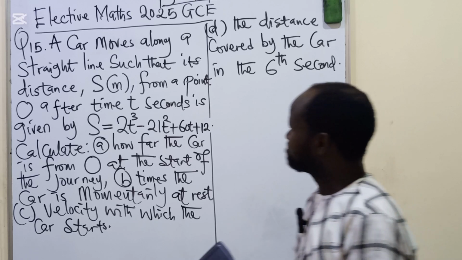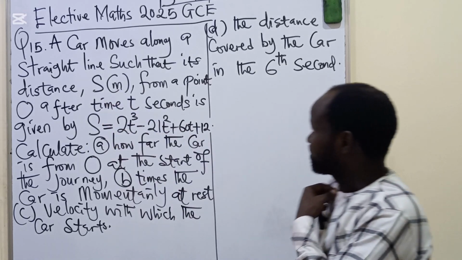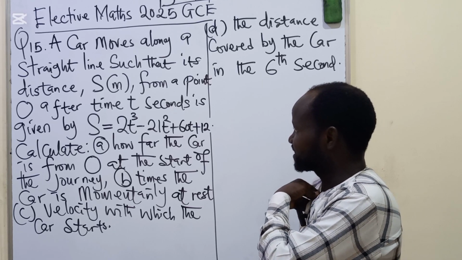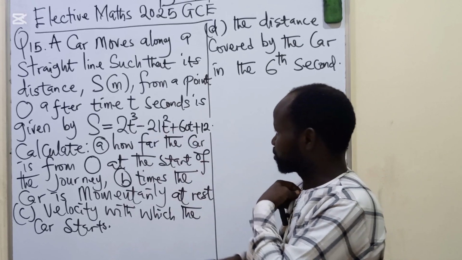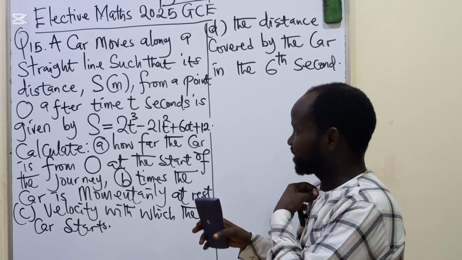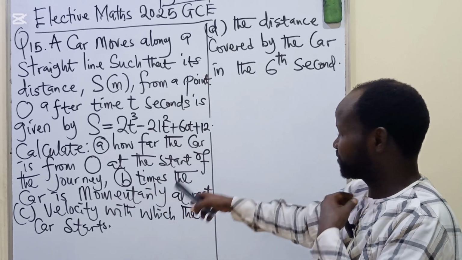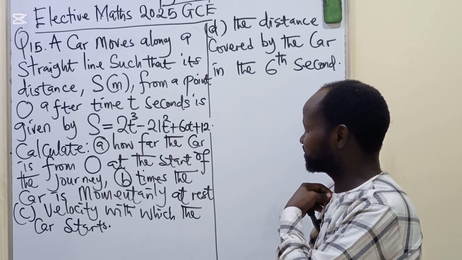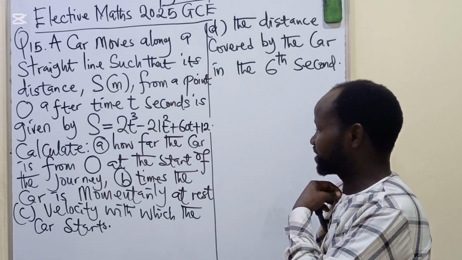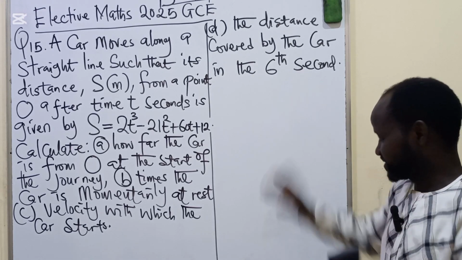The question reads, a car moves along a straight line such that its distance s, that's in meter, from a fixed point O after time t seconds is given by the distance s equals 2t cubed minus 21t squared plus 60t plus 12. We are asked to calculate A, how far the car is from O at the starting of the journey. B, the times the car is momentarily at rest. C, velocity with which the car starts. D, the distance covered by the car in the 6 seconds.